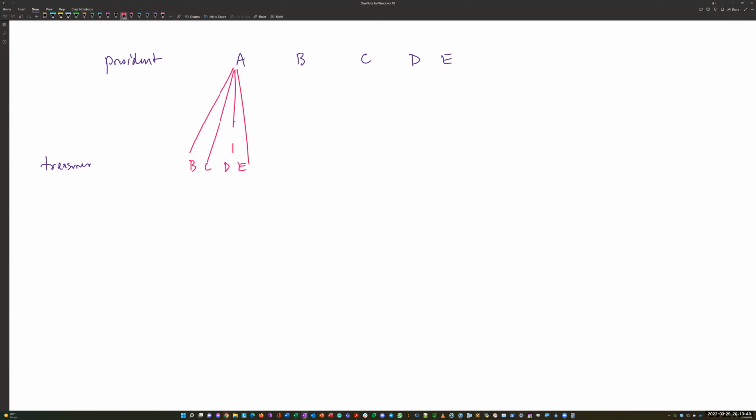So then I could get AB, AC, AD, and AE. If B is president, I would only be able to select A, C, D, or E as treasurer, because I can't put B as both president and treasurer. So this would be BA, BC, BD, and BE. Note that BA and AB are not the same. Does that make sense? Yes. What would I be able to pick here? A, B, D, E.